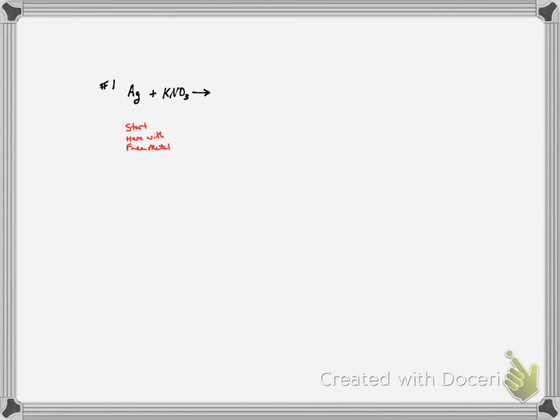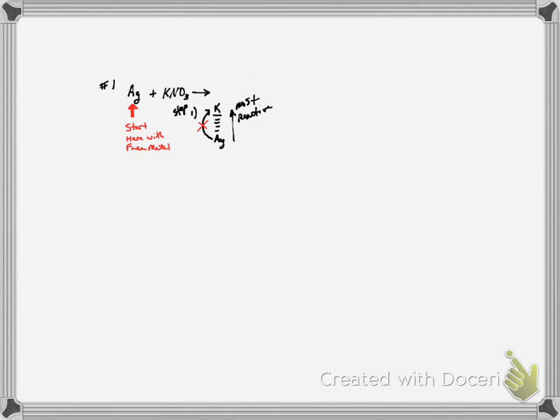Now we want to start here with the free metal. We always start with the free ion, the free metal. Whichever one that one is, that's where we start. If we look at our activity series of metals, we know that potassium is much higher than silver. So silver would have to go upwards through the reactivity. This is the most reactive. Silver would have to go from bottom to top to replace it, and that doesn't happen.